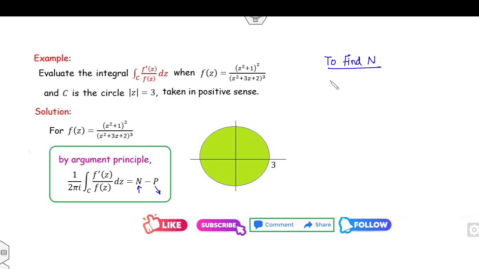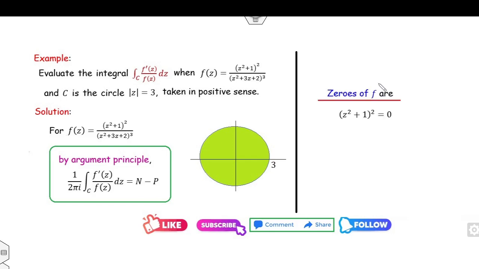What is the meaning of n? We have to find the zeros of the given function f. How can you find the zeros? Zeros means we take the numerator as 0. Can you find the value of z? It is z square plus 1 equal to 0. That means z is plus minus i with multiplicity. Can you find the multiplicity? Because of the power 2, it has multiplicity 2.